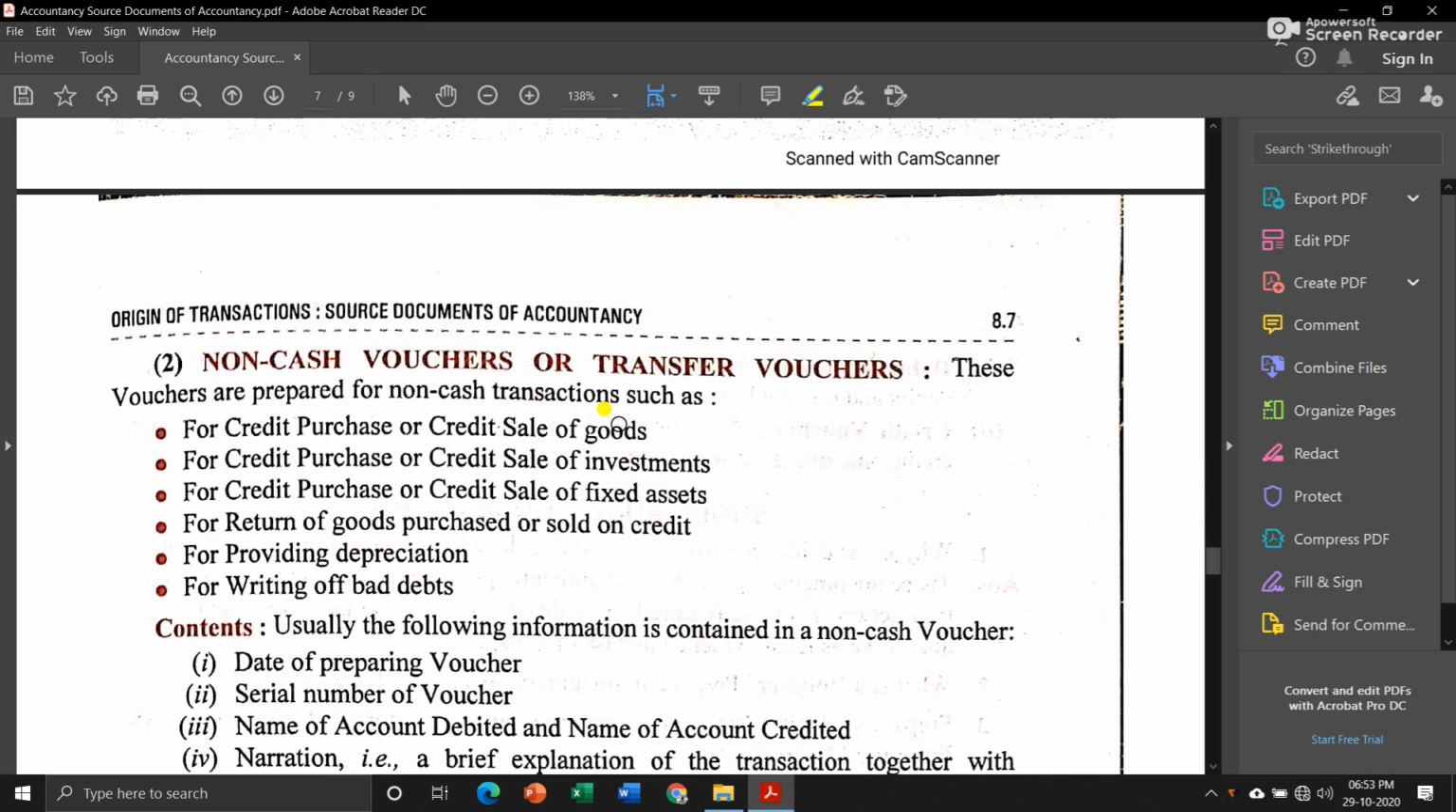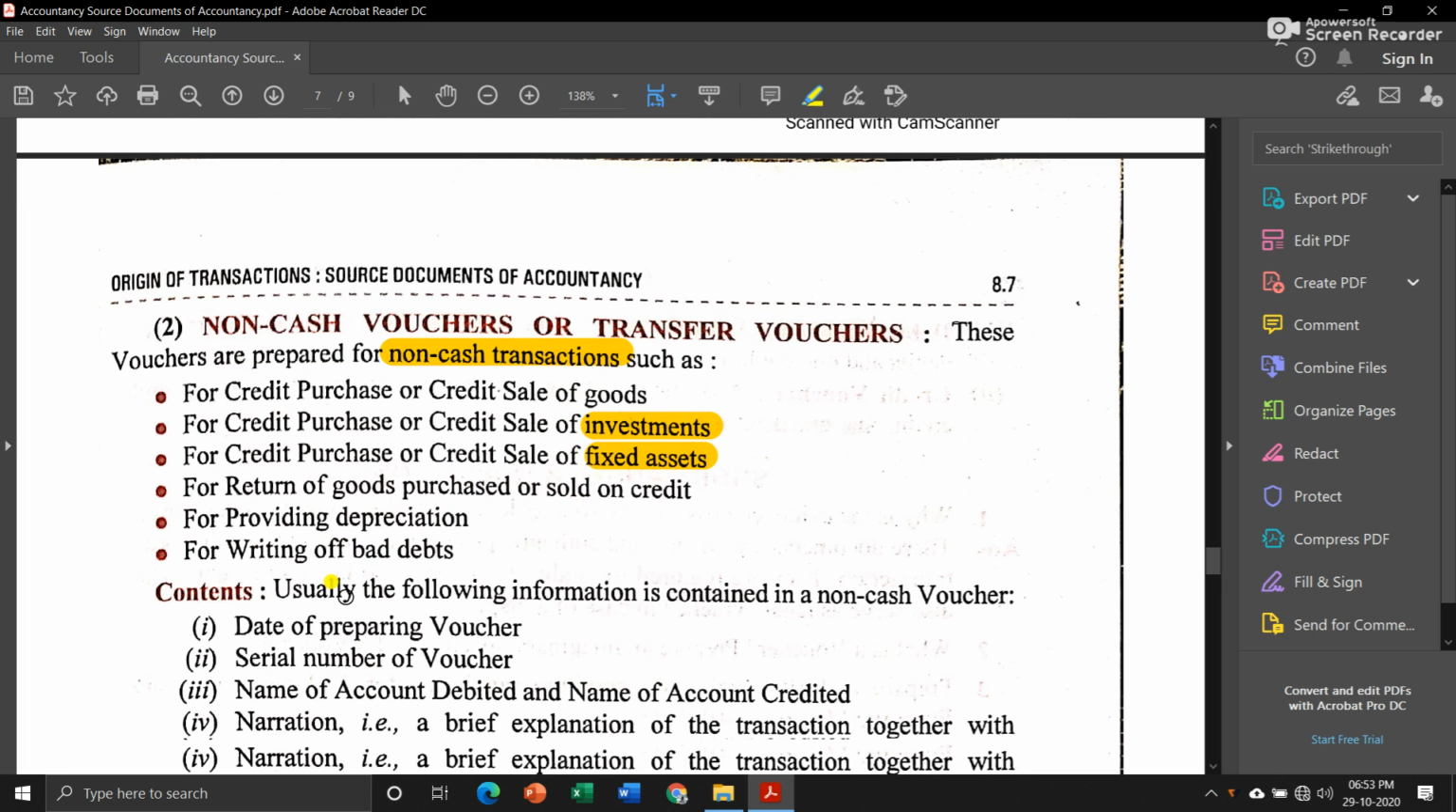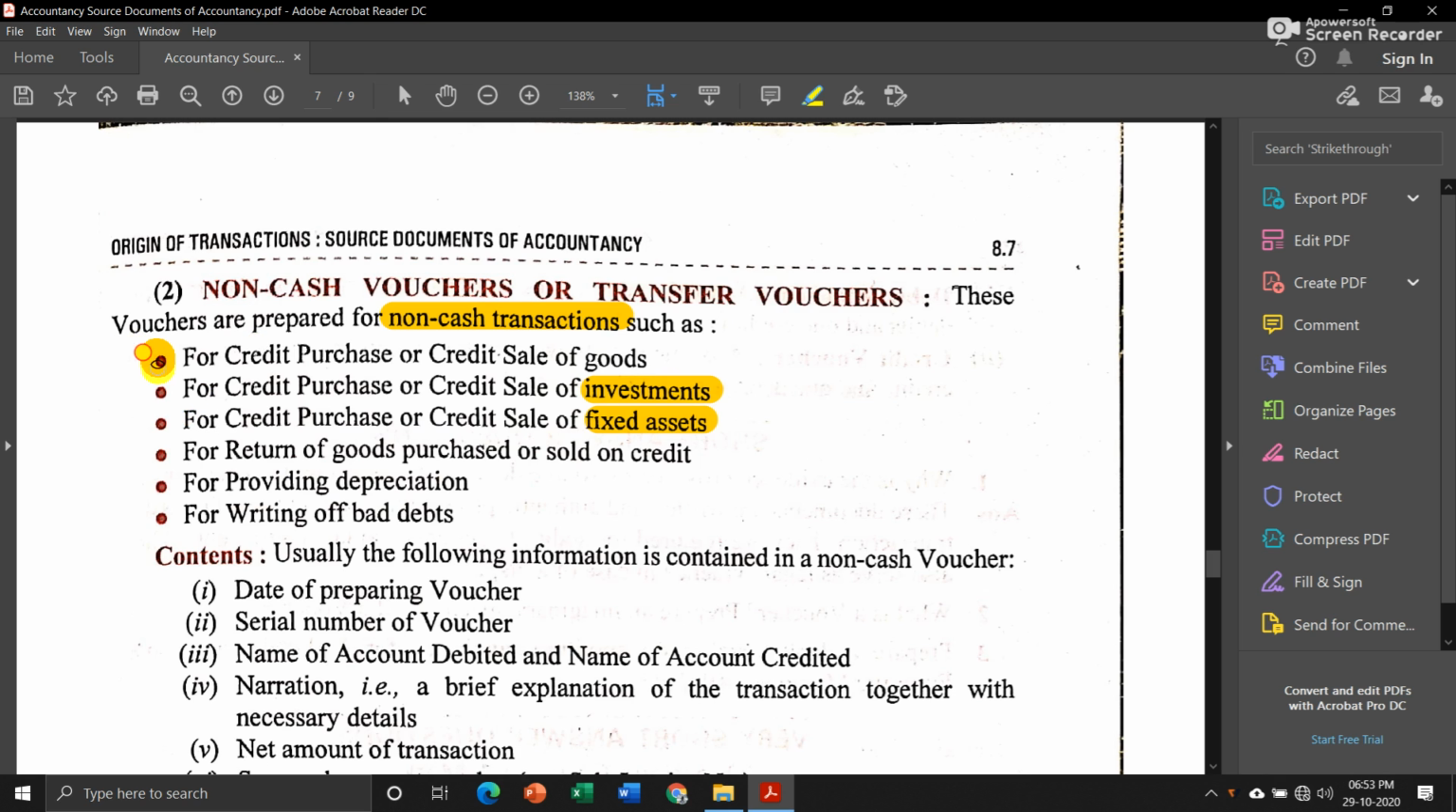This debit voucher and credit voucher were for cash transactions. What about non-cash transactions? For those, non-cash vouchers or transfer vouchers are prepared. These vouchers are prepared for non-cash transactions such as credit purchase or credit sale of goods, credit purchase or credit sale of investments, fixed assets, then return of goods purchased or sold on credit, for providing depreciation or for writing off bad debts. For all these purposes, you have to prepare non-cash vouchers or transfer vouchers.